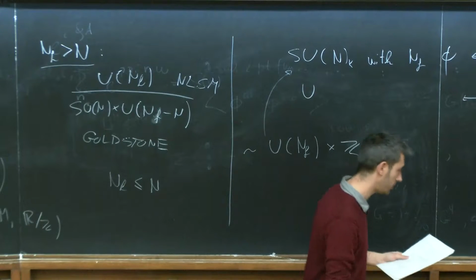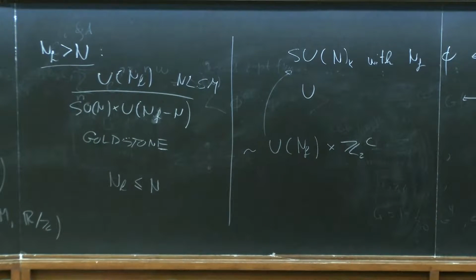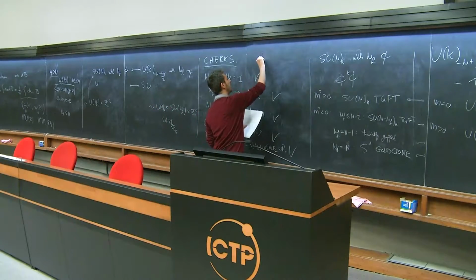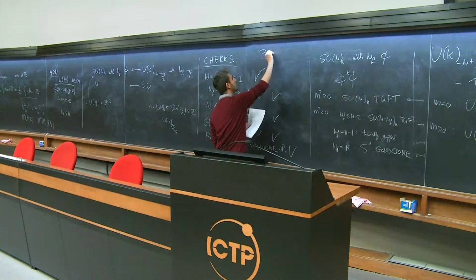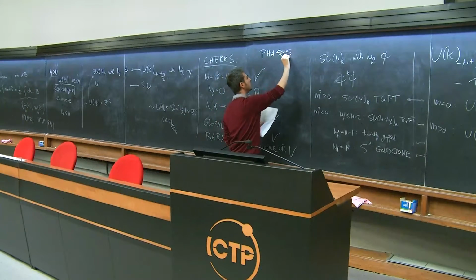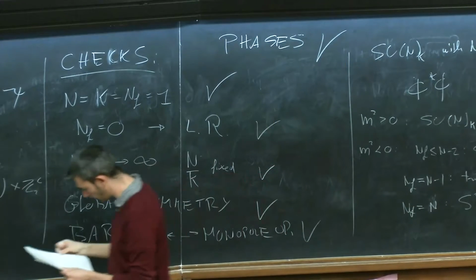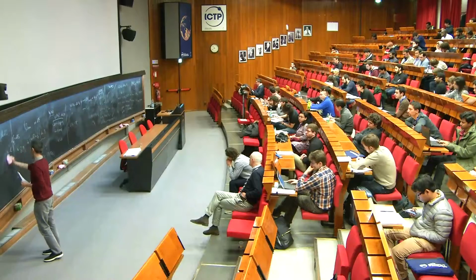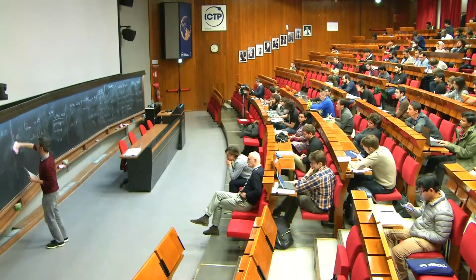Okay. So at least if we stay within the bound, we also have a nice check of phases. And then the last check, on which I would like to spend some time, is related to 't Hooft anomalies, in particular 't Hooft anomaly matching.